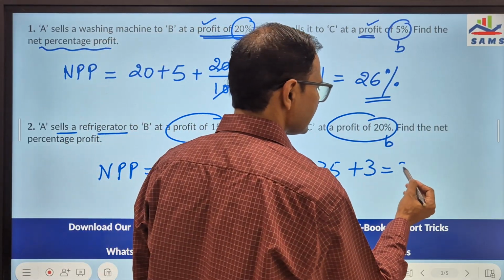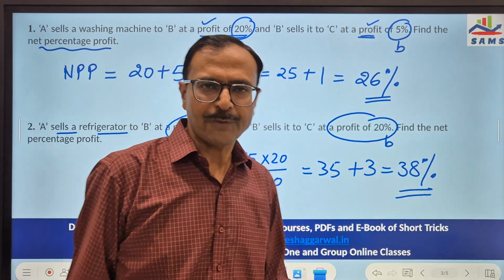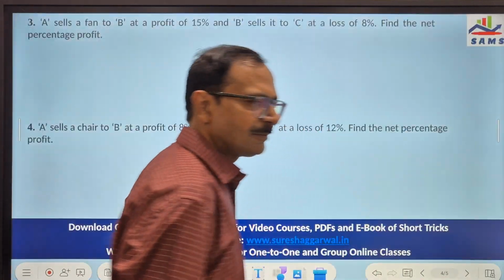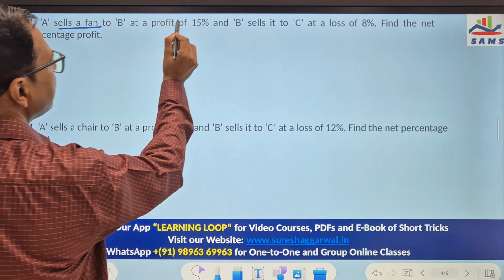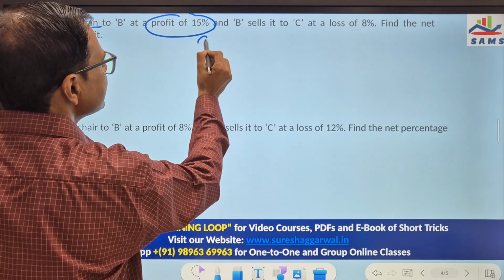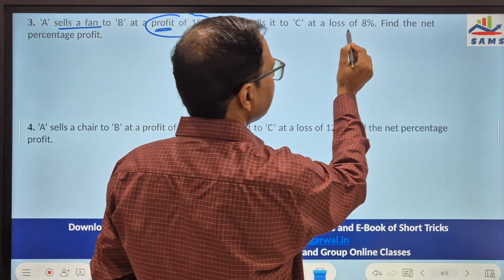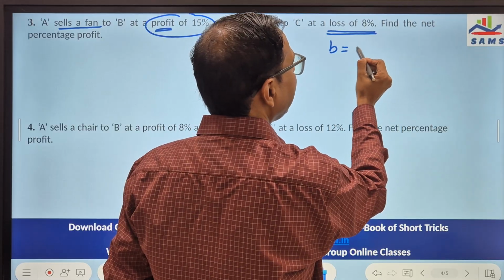And that gives us 38%, which is the net profit percent. Now you can have a look at these two questions, and I don't think there should be any problem in solving these questions. Let's see what happens if there is a loss. Here you can see A is selling a fan to B at a profit of 15%, so A, profit means positive. B sells it to C at a loss of 8%, so B is negative 8%.